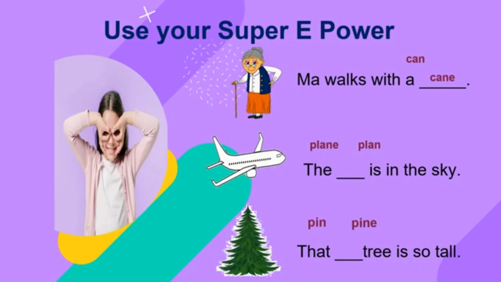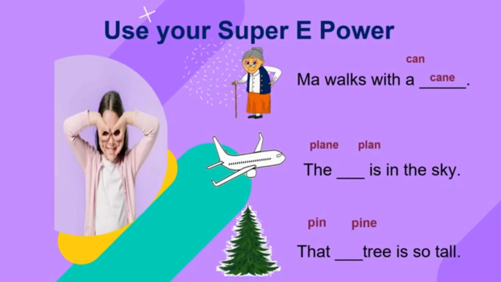Let's try number 2. I see the picture. Do you see the picture? Now let's read the sentence. The blank is in the sky. The blank is in the sky. Look closely at the words. We need a word that has a long A sound. Did you find it? Well, let's decode it and see which one you picked.